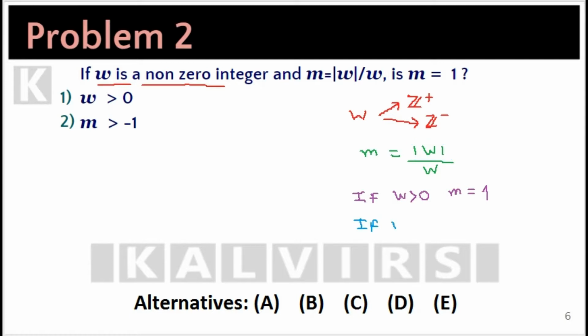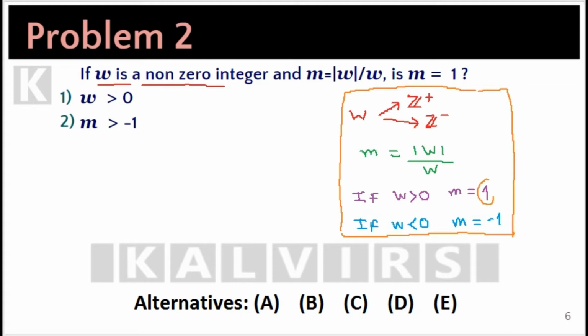Now, if W is a negative number, what is the value of M? If W is a negative number, then the absolute value of W is positive, over W, which is negative, and positive over negative is a negative number. In this case, it would be negative 1. So, from the question stem, we know that M might be either 1 or negative 1, depending on the sign of W.